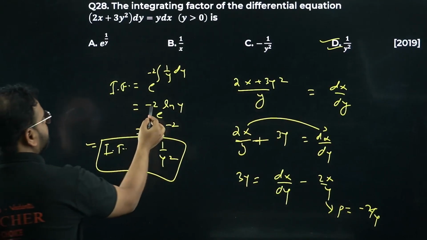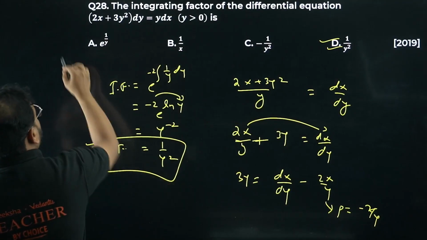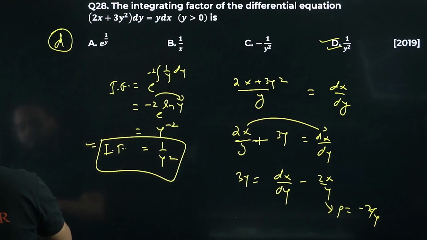We have minus 2, now it will come in at the power of y, you will get y power minus 2. Answer is D. 28 is done now. 29 now.